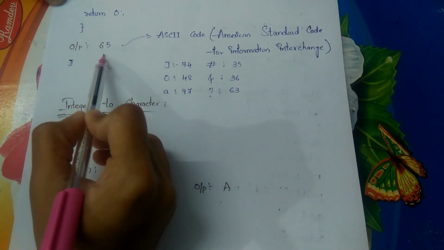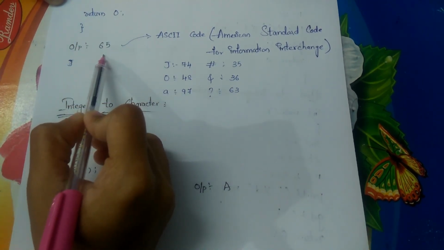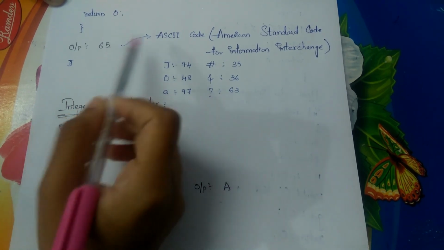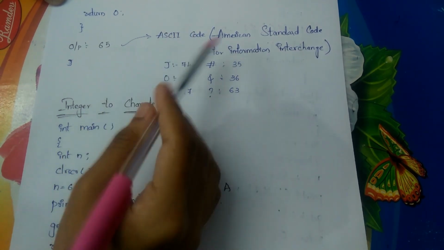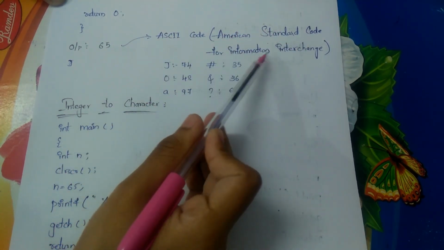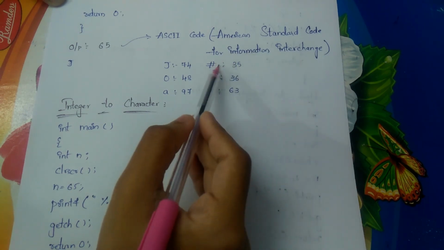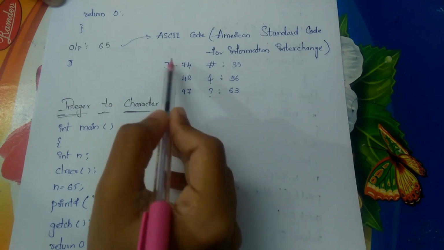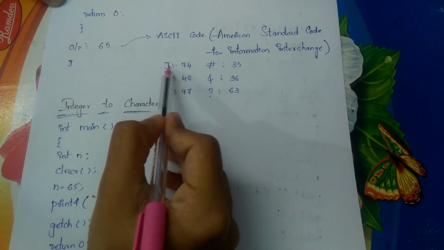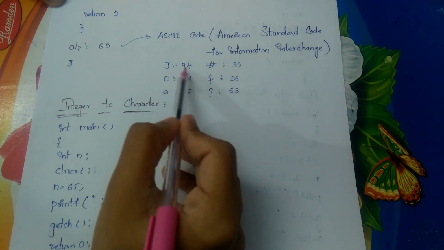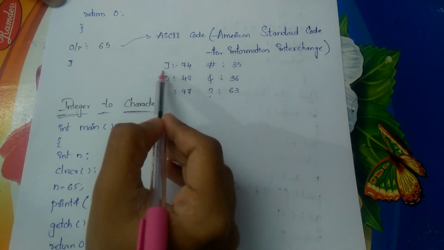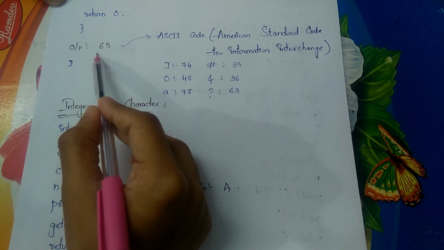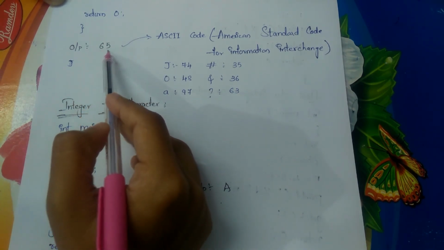So in output I will get 65, because there I use the format specification %d, and for each character we have the ASCII code. ASCII stands for American Standard Code for Information Interchange. So for each of the special characters, or for each of the alphabets, either lowercase letters or uppercase letters, there is some ASCII code for each of them. So for a we have the number 65. So when I use %d, the value of a will be printed.